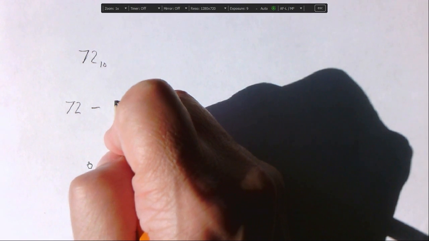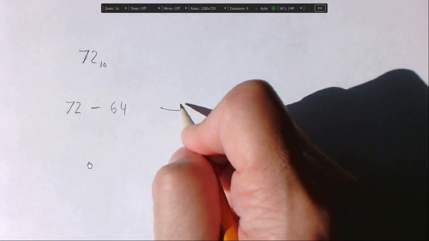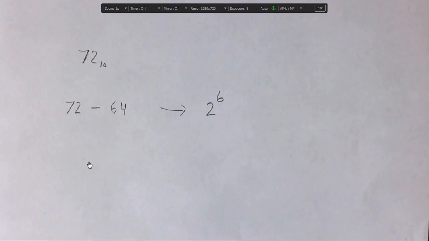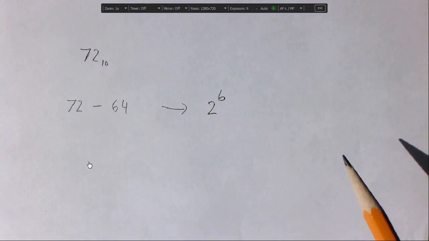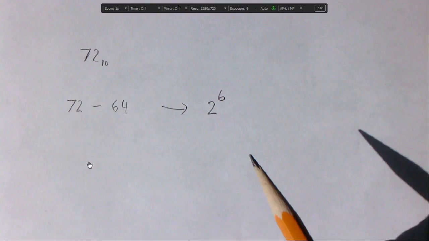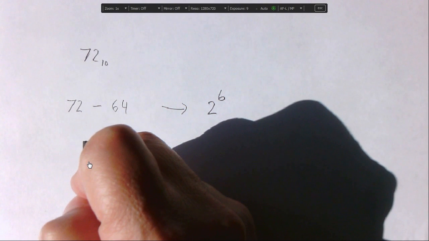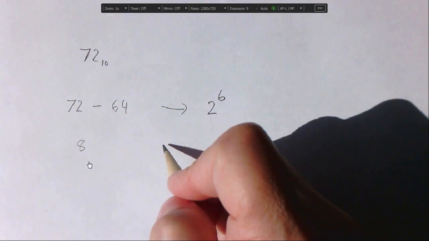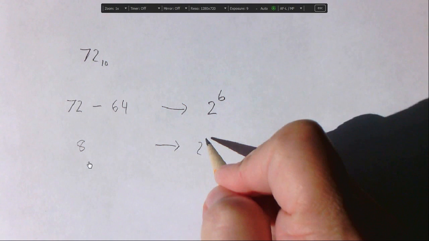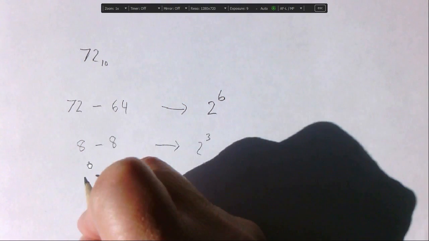Well, what's 64? It's 2 to the 6. So I'm going to subtract 64, and I already know there's a 2 to the 6 in our answer. Now 72 minus 64 is 8, so I'm left with 8. And what is the highest power of 2 that is less than or equal to 8? Well, it happens to be 8. So 8 is 2 to the exponent 3.